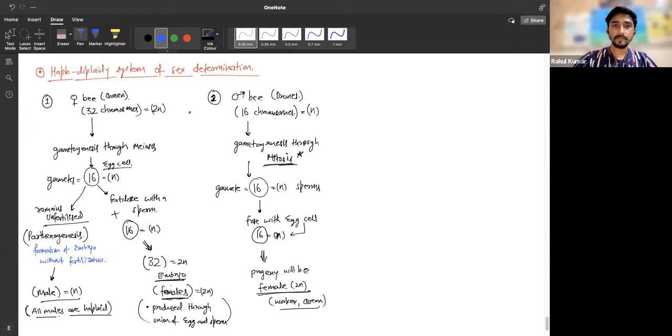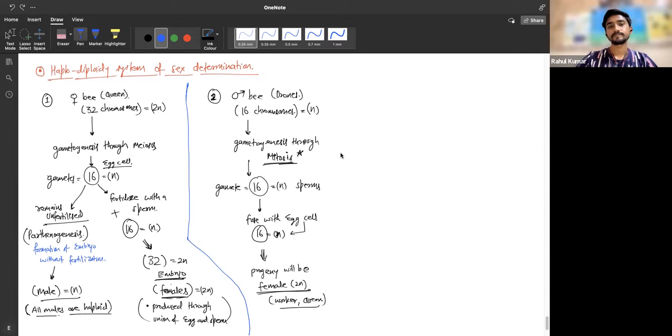So this is the difference between sex determination. In haplodiploidy, all haploids are males and all diploids are females. A female can give rise to a male or a female both. Through unfertilized parthenogenesis, a female can give rise to a male, and through sexual reproduction, a female can give rise to a female. But males can only give rise to a female in the next generation. Do you understand, everyone?